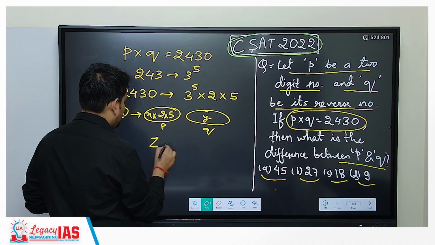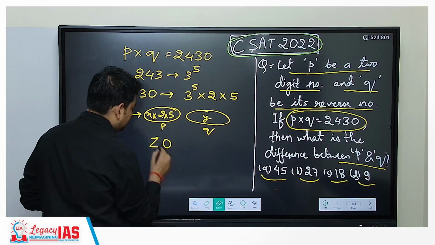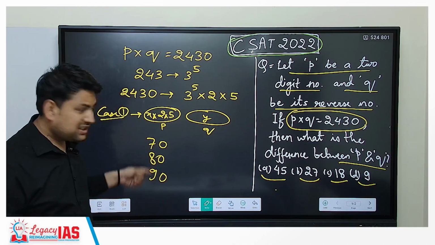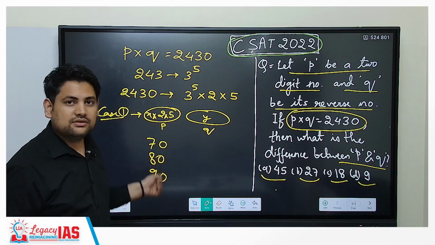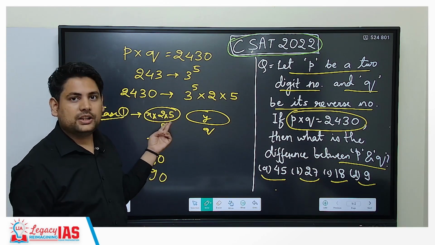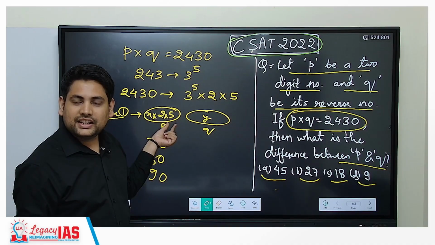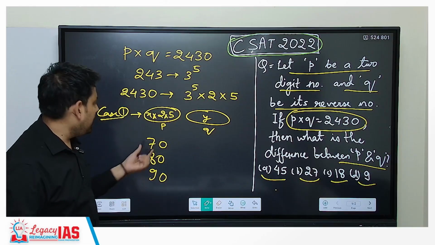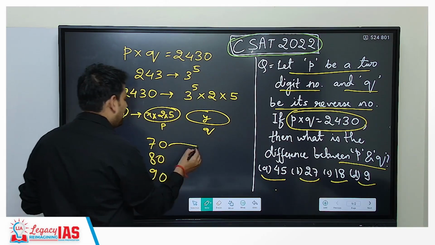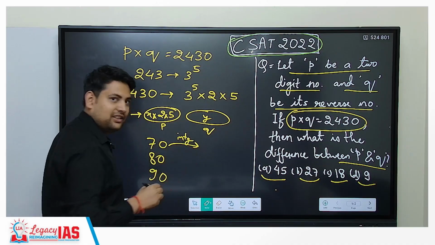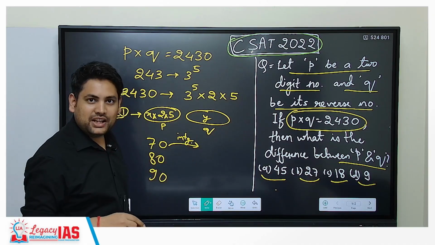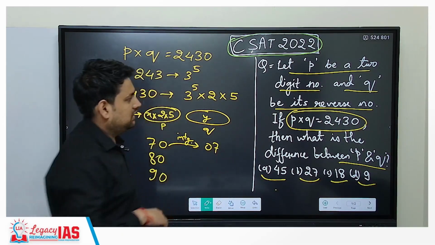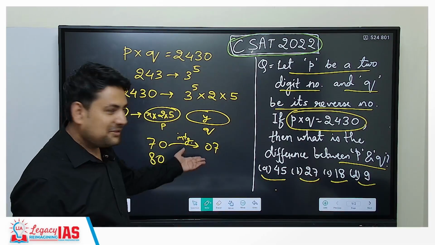Let's say Z0, something like, let's say 70, 80, 90. That means it will have 0 on the ones digit. Why? Because we have 2 and 5 both here. Correct? So if both are here, then we will have 10 here. Now if we have 0 here, and you interchange the digits of P, so if P is equal to 70, then you interchange it, it becomes 07. Correct? So it becomes a one digit number.